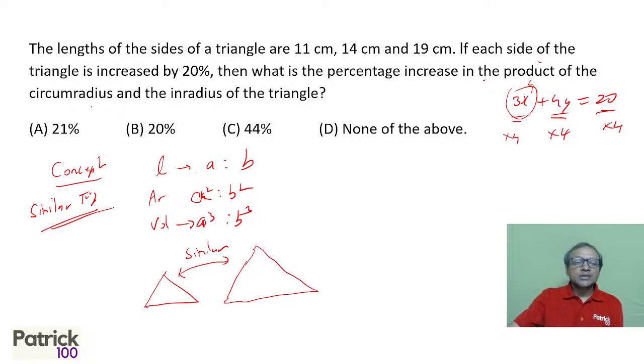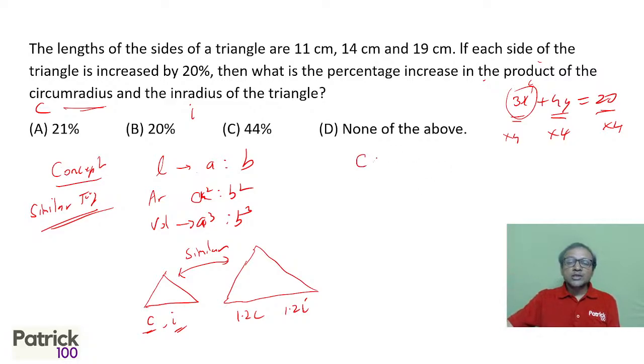So let the circumradius of the first triangle be C and the inradius be I. Now the circumradius is a length, remember that. The length has increased by 20%. The inradius is also a length, so the corresponding length will also increase by 20%. So 1.2 C and 1.2 I.